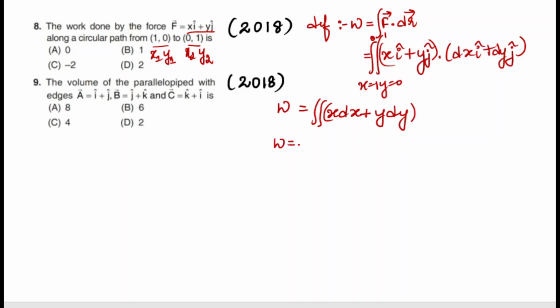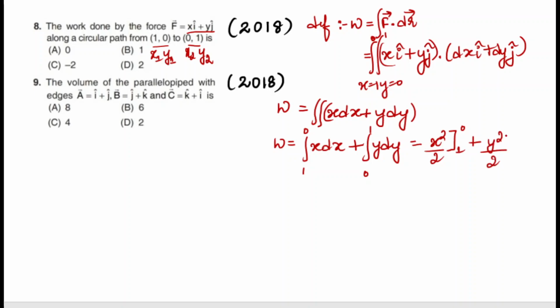Now completely separating and applying the limits, we'll get the solution. It will be from 1 to 0 for x, and from 0 to 1 for y. Now the integration of x dx will be x square divided by 2, with limits from 1 to 0, and the integration of y dy is y square divided by 2, with limits from 0 to 1.